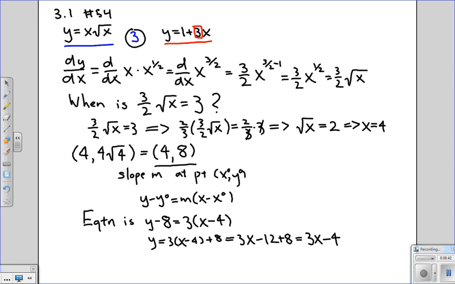And so there you go. The answer to this problem is the following then. The tangent line to the curve y is equal to x square root x that is parallel to y is equal to 1 plus 3x is the line y is equal to 3x minus 4. And this tangent line is tangent to our curve at the point 4 comma 8.